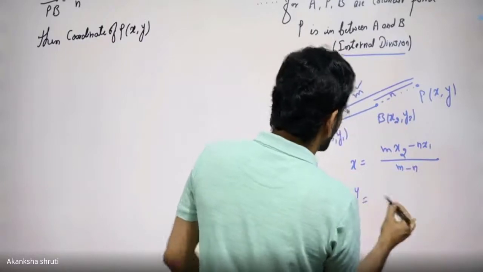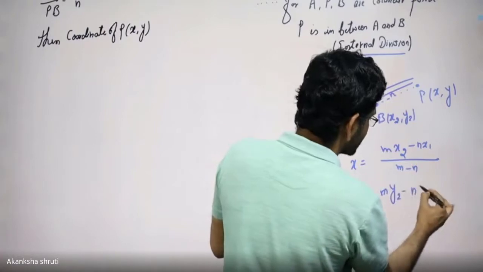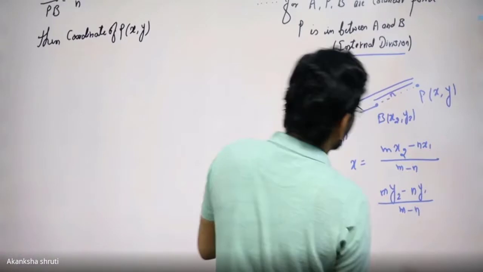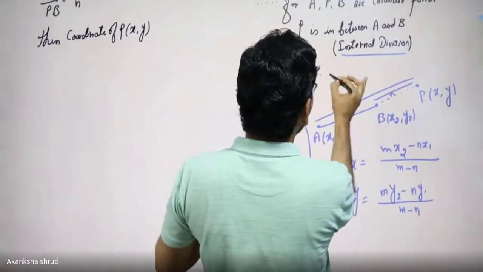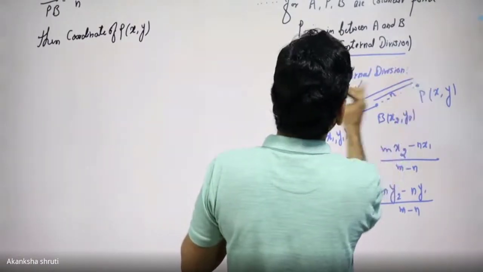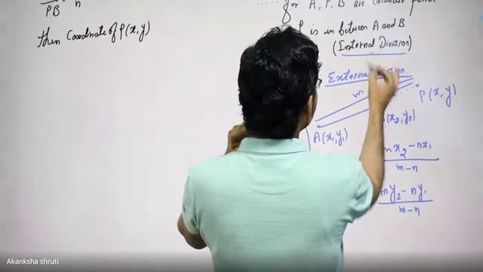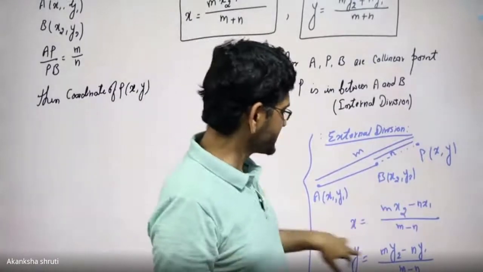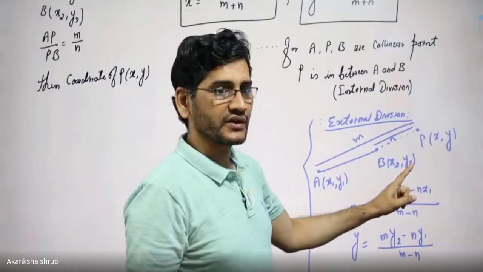And y is calculated similarly by m y2 minus n y1 divided by m minus n. So in this case, this is called external division. Students, I have explained this just to keep in your mind that in place of plus, if you consider the minus sign, then you will get the wrong result at your standard.